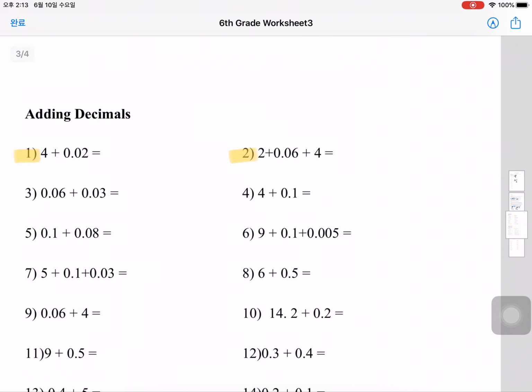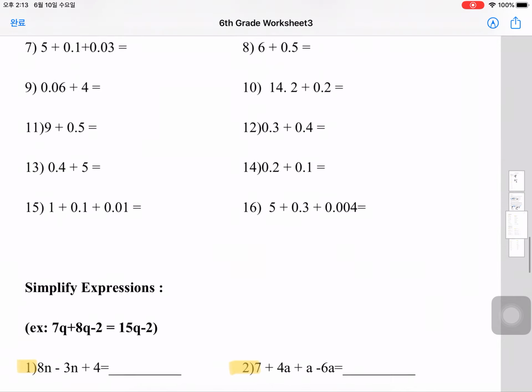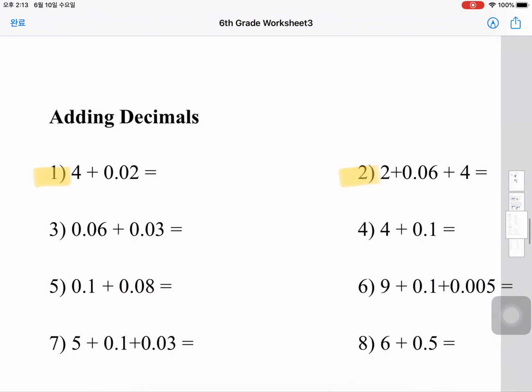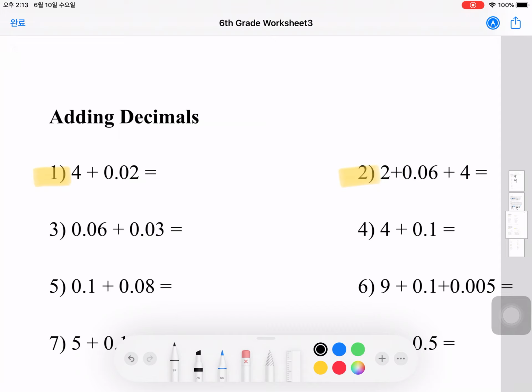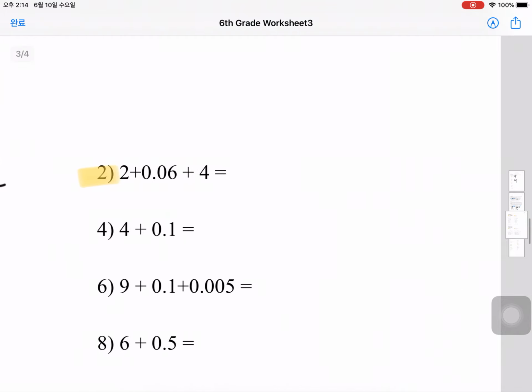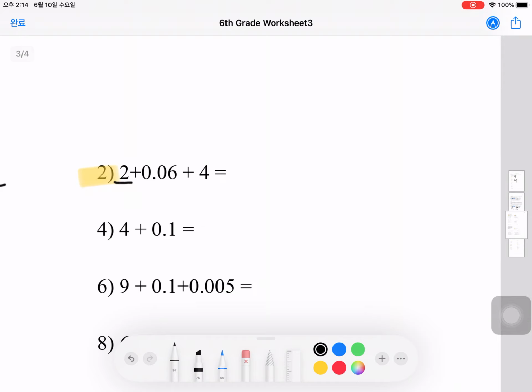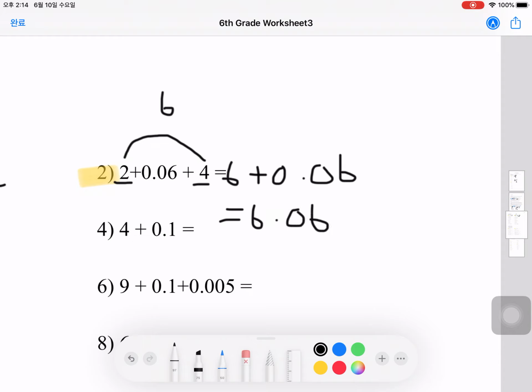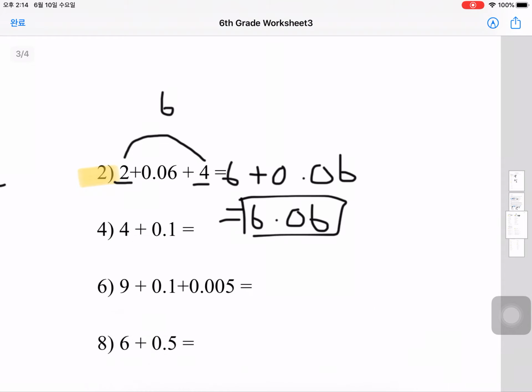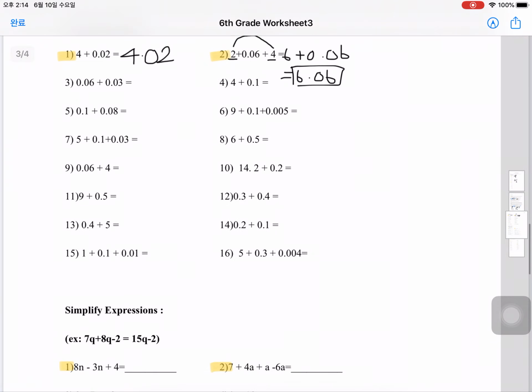Okay, next section is adding decimals and then simplifying expressions. So we'll start with adding decimals. These two that I'm going to show you right now are pretty easy. 4 plus 0.02 is just 4.02. Pretty easy, right? The next one is exactly the same, except there's one more step. We see here, these two can be added together right away as 6. So basically, this question is 6 plus 0.06, which is 6.06. And that would be your final answer. And the rest are similar to that.